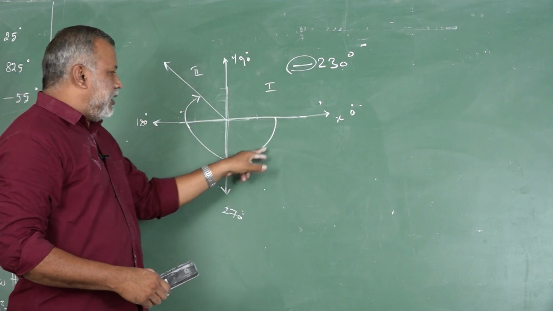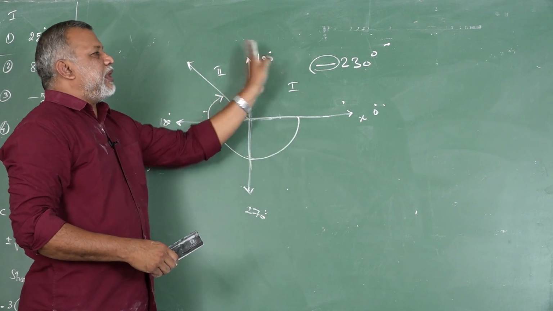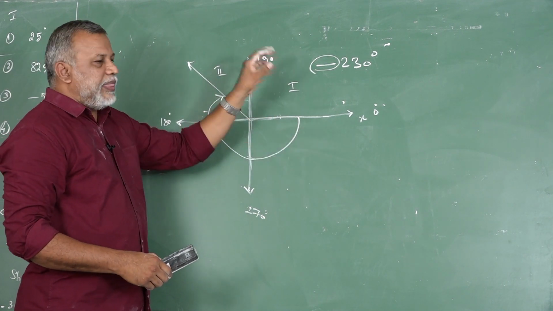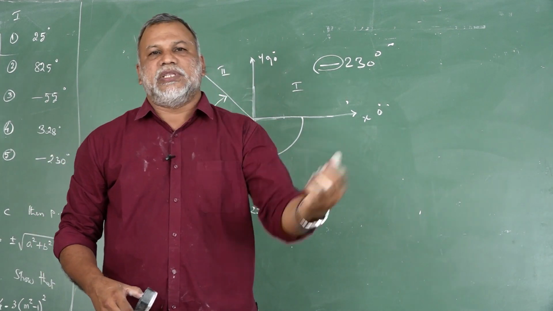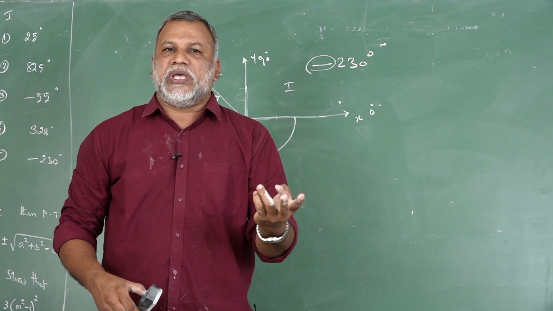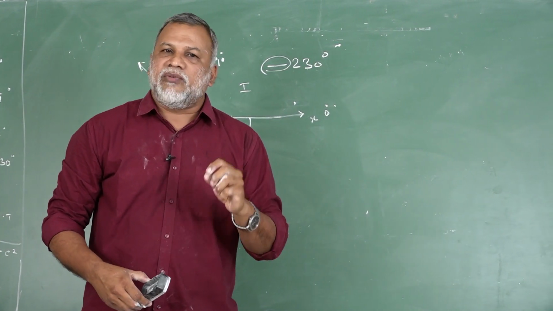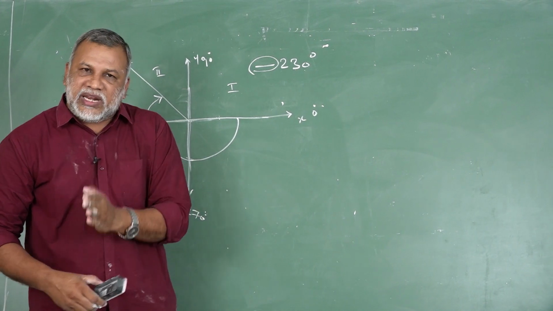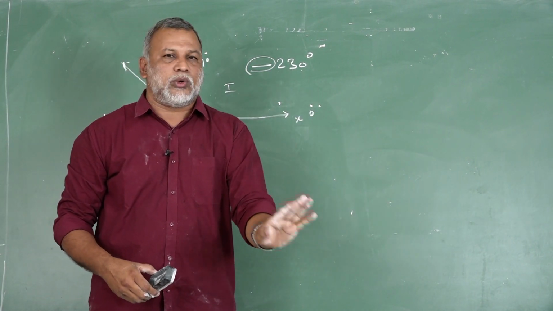Negative means use the rotation in the clockwise direction. Given positive, use the rotation in the anti-clockwise direction. If the given angle is more than 360, then subtract 360. Then it has two rotations, 2 times 360 means subtract 720. Like this, we are able to denote the given angle which lies in the quadrant. We are able to find out the exact quadrant.